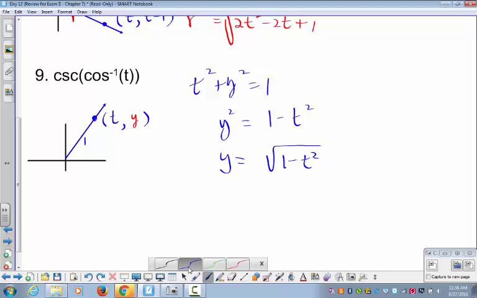Now we have all 3, we have x, y, and r expressions for each. Now we can answer the question. The question said, what is the cosecant of this angle? Well, let's just call that angle alpha. Cosecant of alpha is what? R over y, and our r value is 1, and our y value is the square root of 1 minus t squared. Right, good.